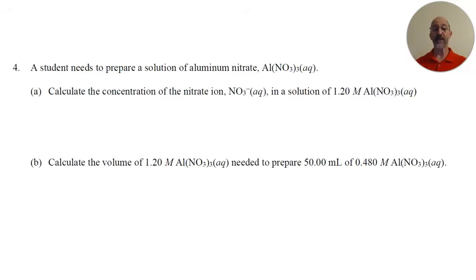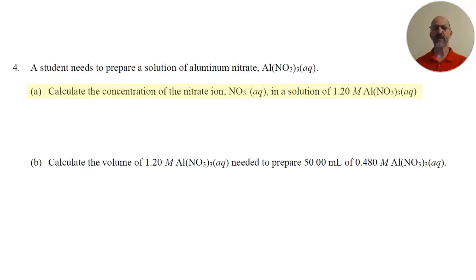So we're going to see calculations in parts A and B of this question, and then in part C, we'll see a written description of a laboratory procedure. So in question 4, it says, a student needs to prepare a solution of aluminum nitrate, which has the chemical formula Al(NO3)3. And in part A, it says, calculate the concentration of the nitrate ion, NO3 minus, in a solution of 1.20 molar aluminum nitrate. So the molarity of the aluminum nitrate is 1.20. That's 1.20 moles of aluminum nitrate per liter.